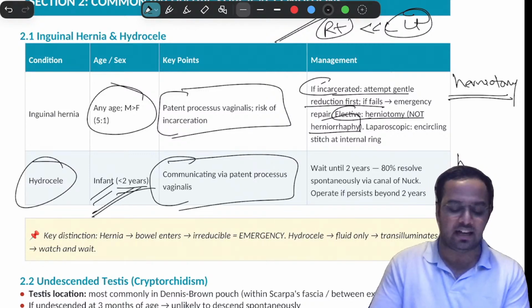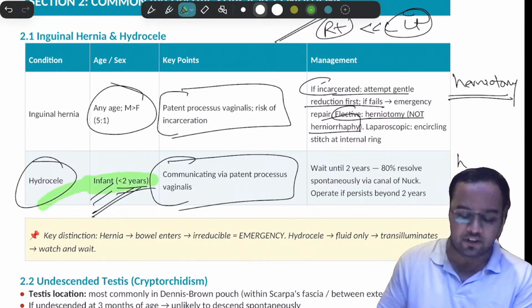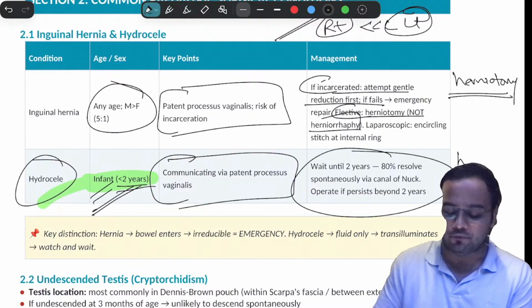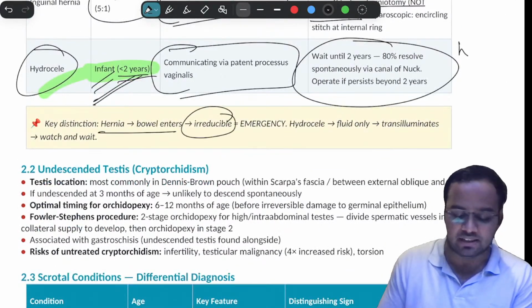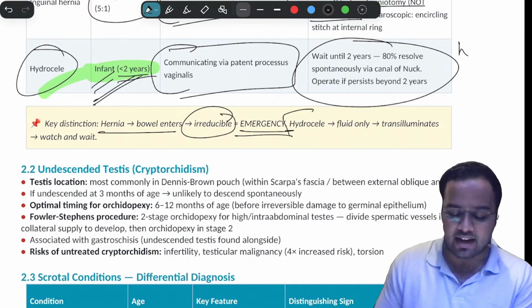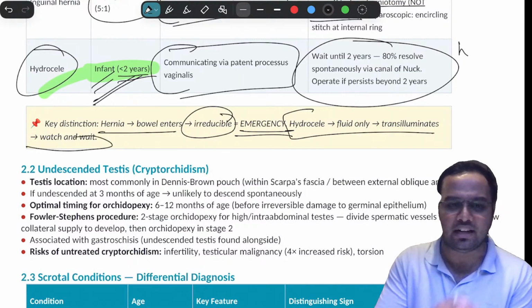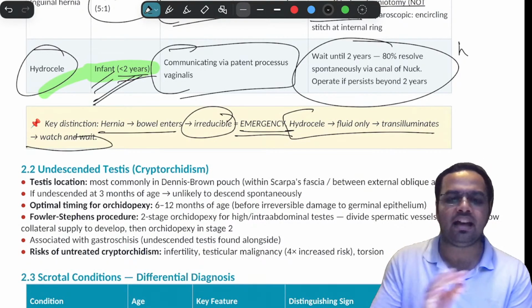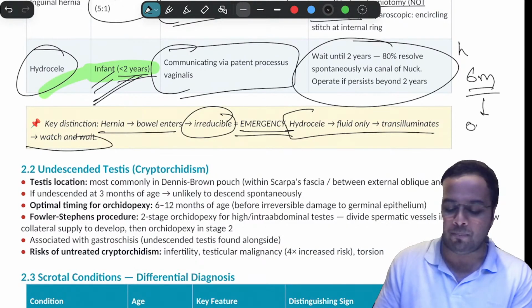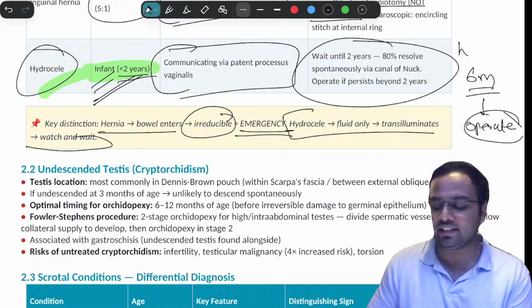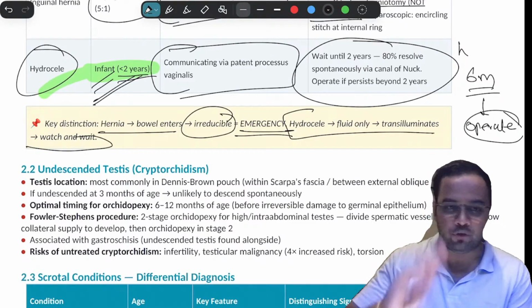Ideally, it will obliterate by 2 years on its own. If it does not obliterate, then you can consider surgery. So in hernia, bowel enters, it becomes irreducible, it is an emergency. And in hydrocele, it is just fluid content, you can wait and watch. Any hernia presenting to you after the age of 6 months, you are going to operate. But for hydrocele, you are going to ask the patient to wait for 2 months.